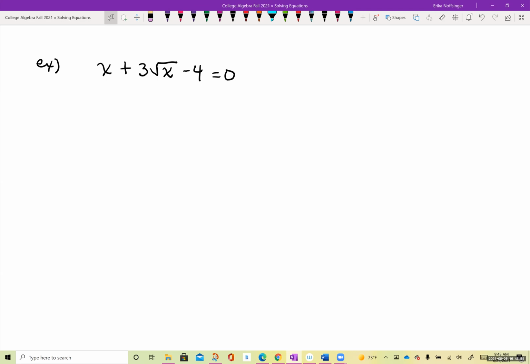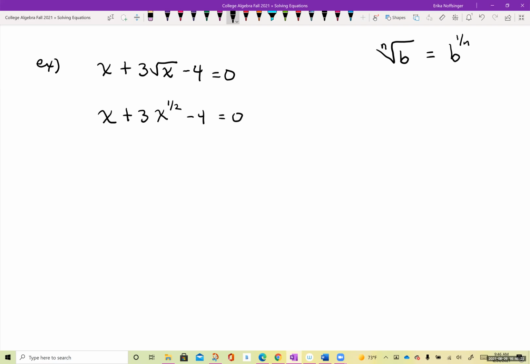And so recall, if you had, let's say, the nth root of b, we could rewrite this without the radical as b raised to the 1 over n power. So I'm just going to start with that. I'm going to say this is the same thing as x plus 3. Instead of square root of x, I'm going to write it as x to the 1/2 power minus 4 equals 0.